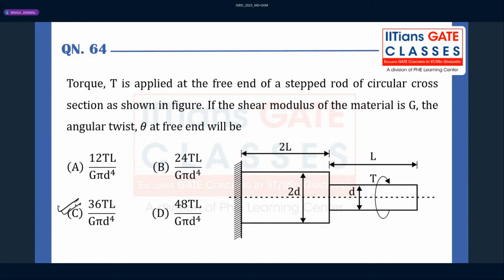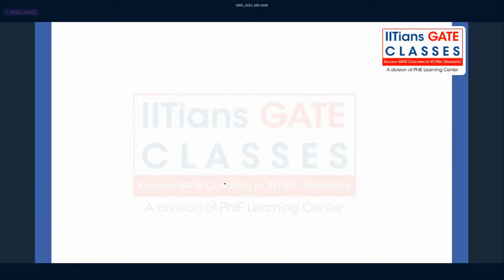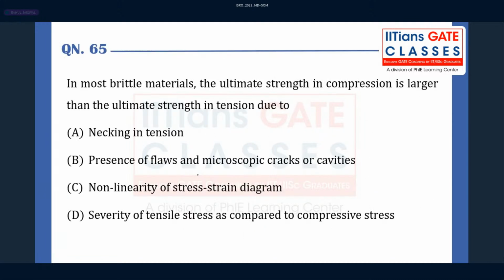This is one of the important things. Now try to answer this 65th question. In most brittle materials, the ultimate, I told you in our last class also, when we were discussing Rankine's theory, it is an unsymmetrical section. Ultimate strength in compression is larger than ultimate strength in tension for brittle material. Brittle materials are very, very weak in tension, but very, very strong in compression.